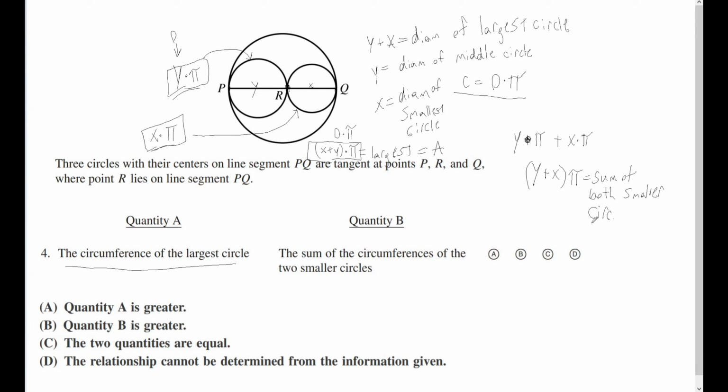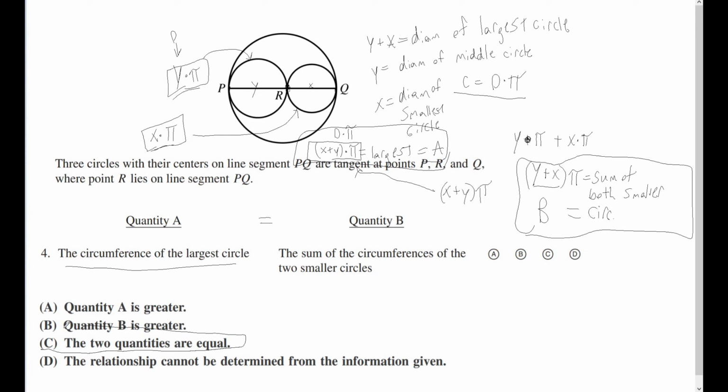So this is going to be equal to b. This is a right here, which is x plus y times pi, and this is b right here, which is equal to y plus x times pi. This obviously is the same thing as x plus y times pi, which is equal to this. So therefore, the answer is that quantity A and quantity B are equal. And therefore, of these choices, we are looking at letter C.